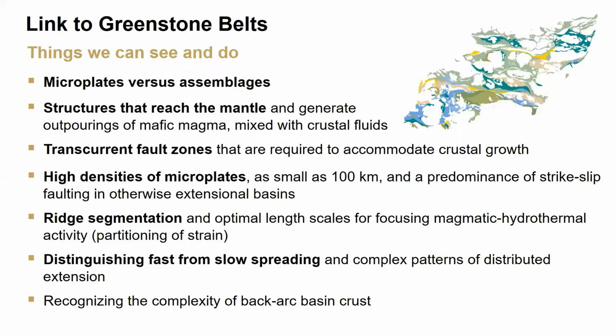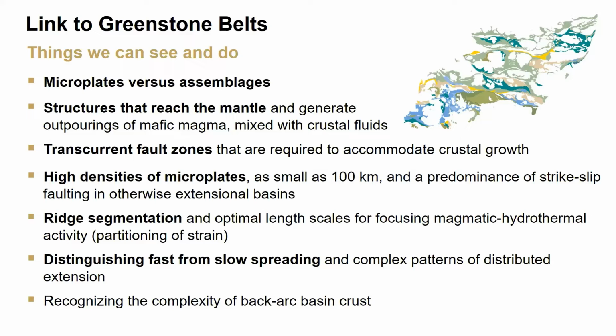Can we see those things in greenstone belts? I think we're beginning to hear that, and in particular from the work that Taus has done. We can start by distinguishing something that we hadn't done previously. We can start maybe by distinguishing assemblages from microplates. So far, the focus is obviously on assemblages because they're easier to identify with geochronology and geochemistry.